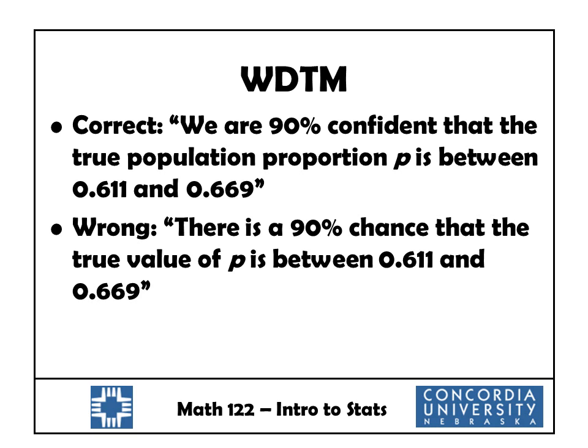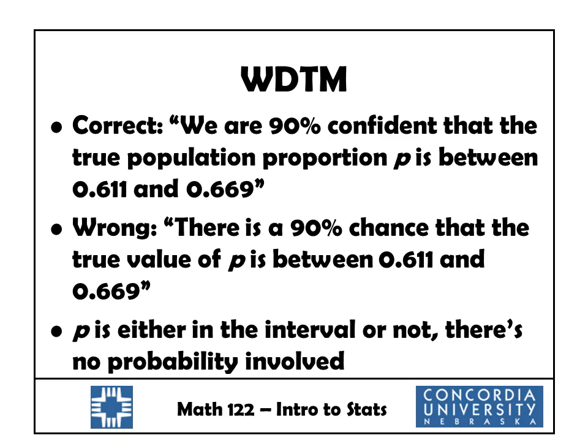Now at first glance these two statements look very similar to each other, but what's incorrect about the second one is that there's no probability involved. P is either in the interval or not. Once I've calculated the interval, P, which is a single number, is either in that interval or it's not. There's no probability involved.